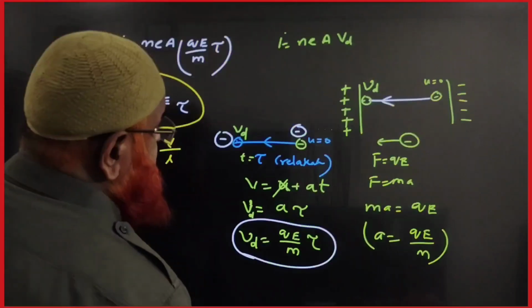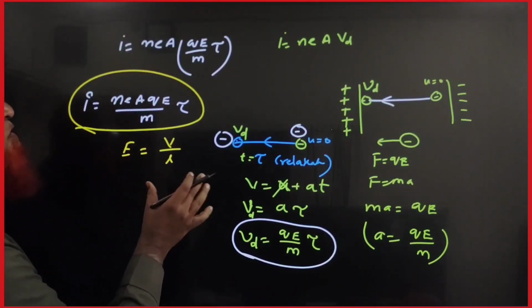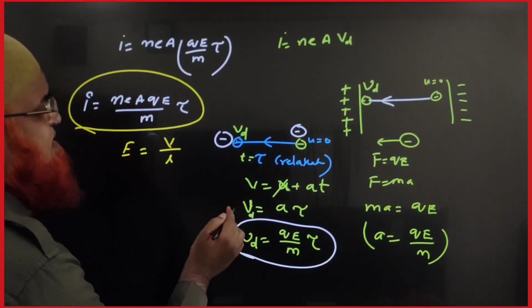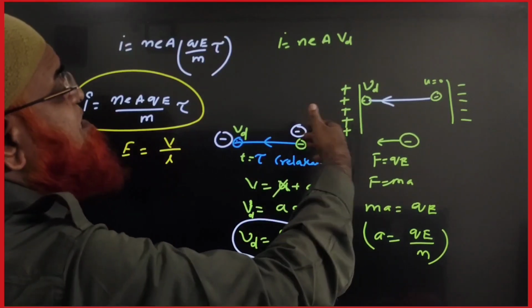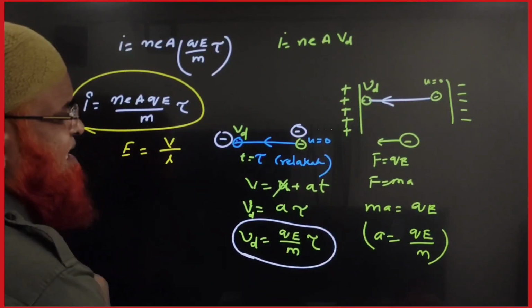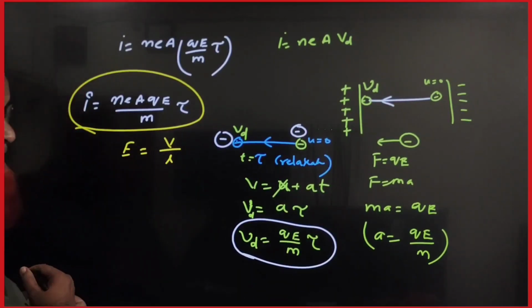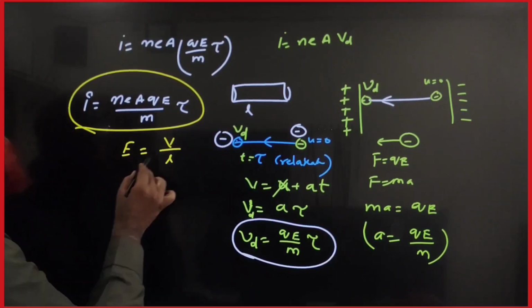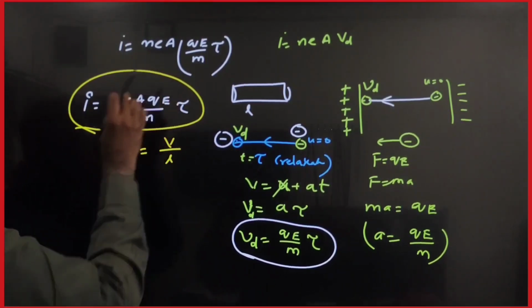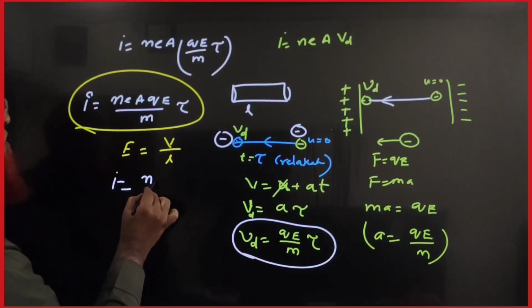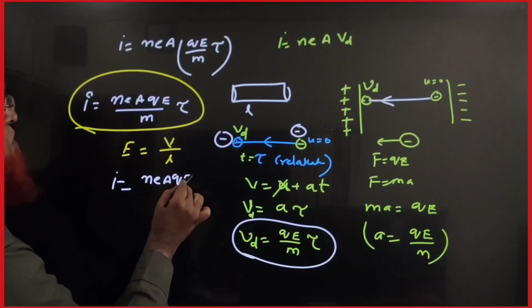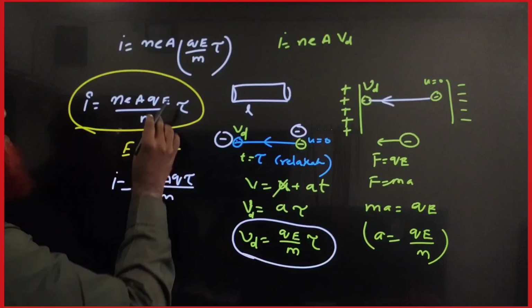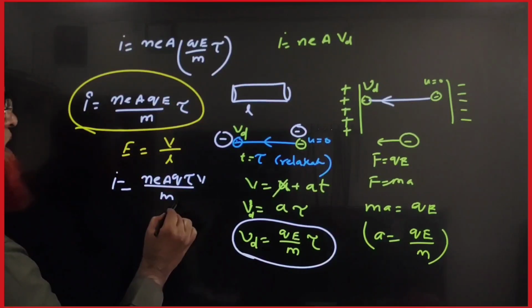Therefore, here in this case we can take E is equal to V by L. Why? Because we have taken the length between the two collisions as L, or the length of the wire we have taken as L, isn't it? So E is equal to V by L. So here already E is present. I will take this as I is equal to NEA Q tau by M. So instead of E, I am taking V by L.